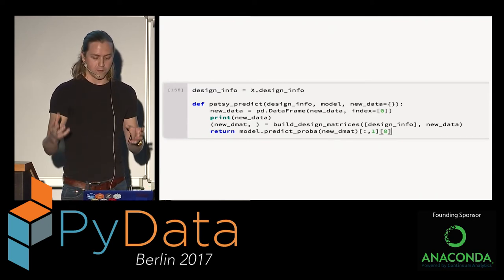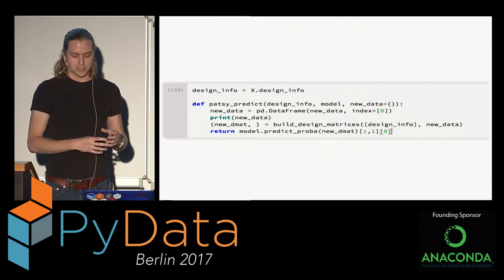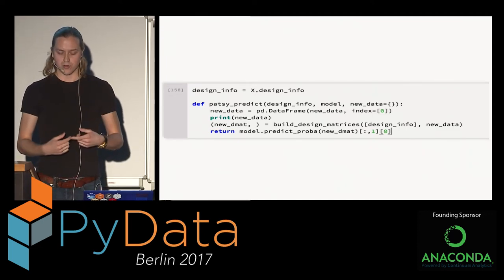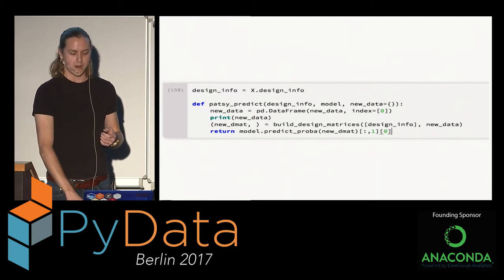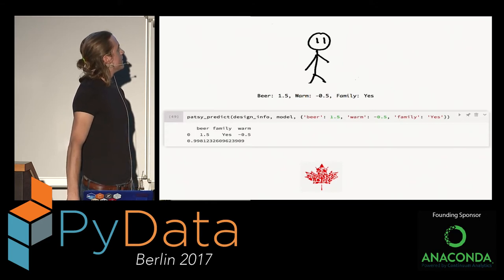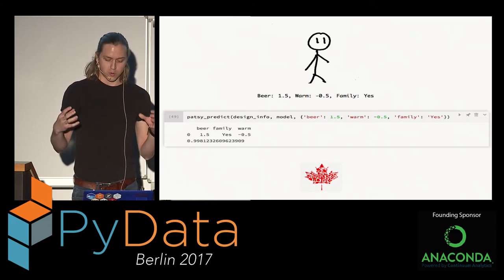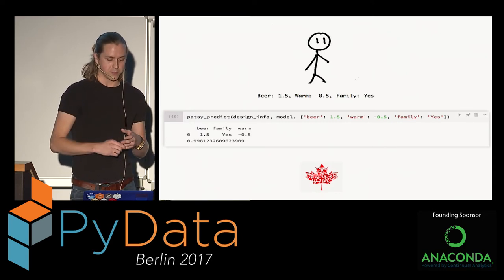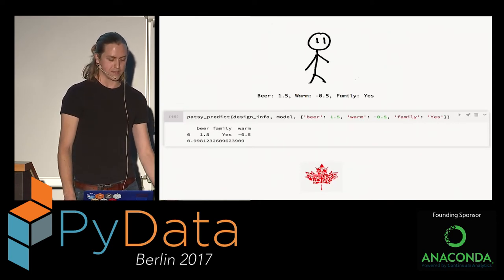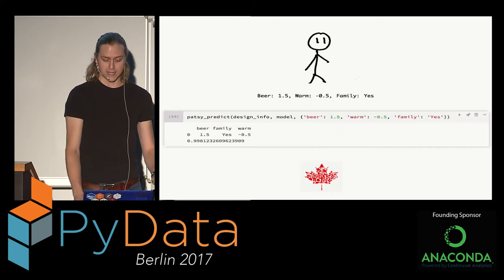So if you've got new data, let's stuff it into a pandas data frame, build the design matrices from that design info and put in the new data, and then you can return the probabilities of someone coming to Canada. So this is Bob, he really likes beer, doesn't really care for warmth and has family in Canada. You throw those values into the Patsy predict function that we built right here. And so the output is, okay, hey, he's got a 99.8% probability of immigrating to Canada.